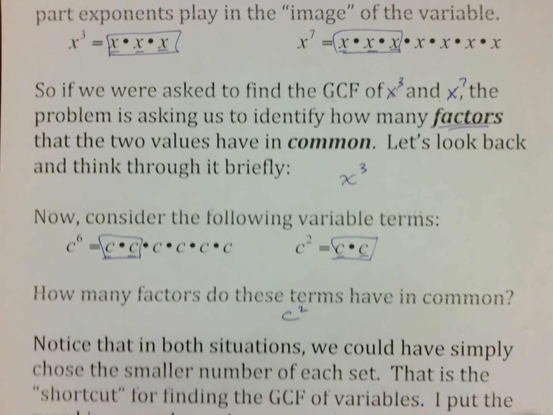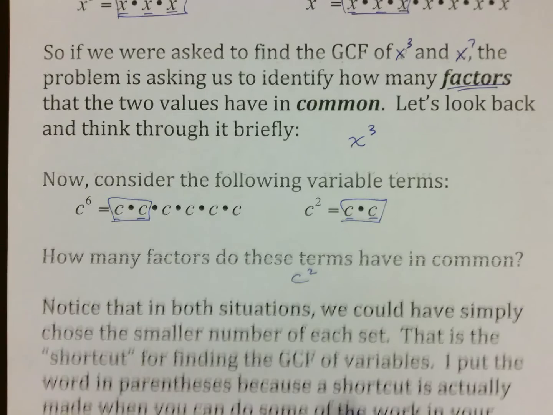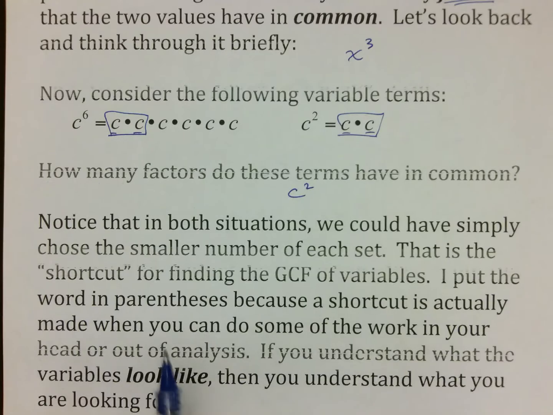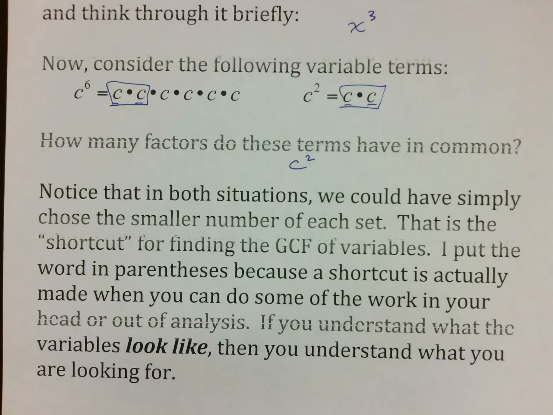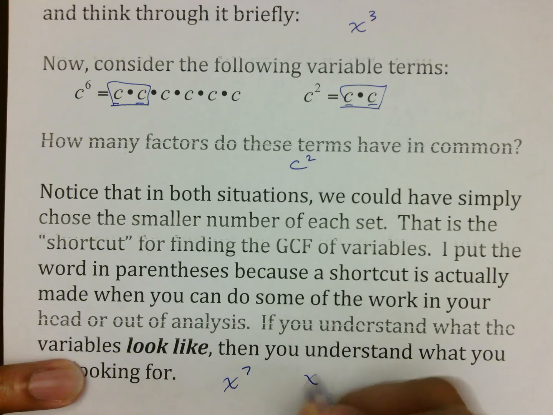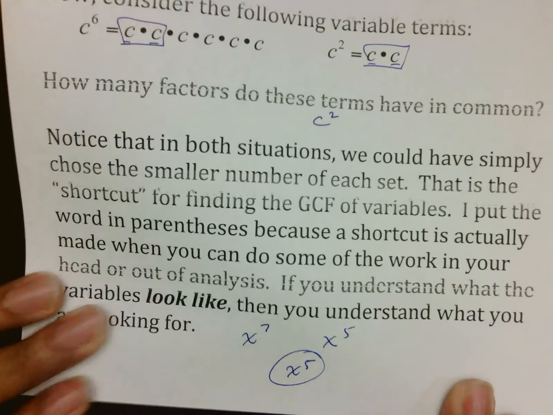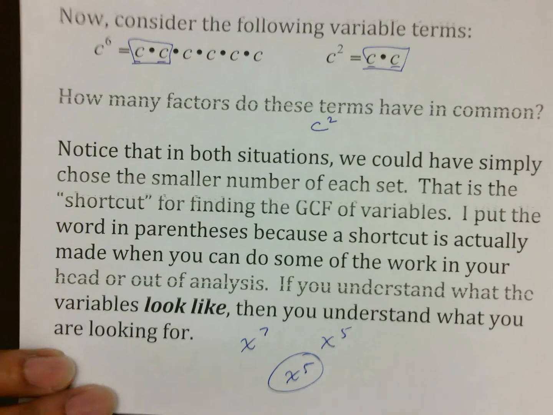Notice that in both situations we could have simply chosen the smaller number. Again, that's the shortcut. It's not really a shortcut. I put that word in parentheses because a shortcut is actually whenever you can do the same work in your head out of analysis. If you understand what the variables look like, then you understand what you're looking for. So for example, if I asked you to find the GCF of x to the 7th and x to the 5th, we understand this has 7 x's. We understand this has 5 x's. How many do they have in common? Well, obviously the answer is 5 x's. So you'd be able to find that quickly without having to think too much. All right? So that is the general idea of doing the variable part.